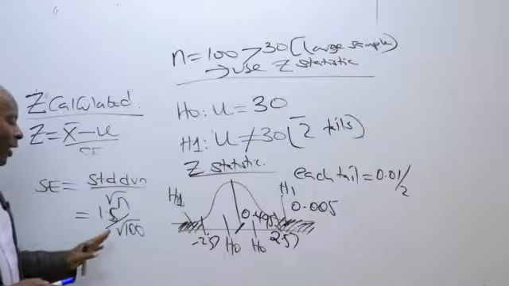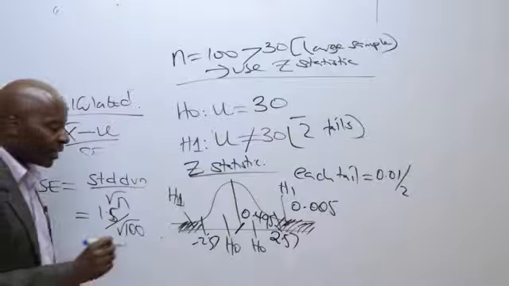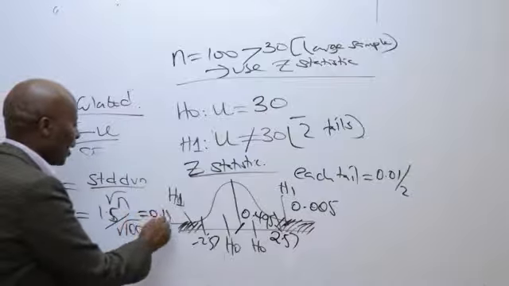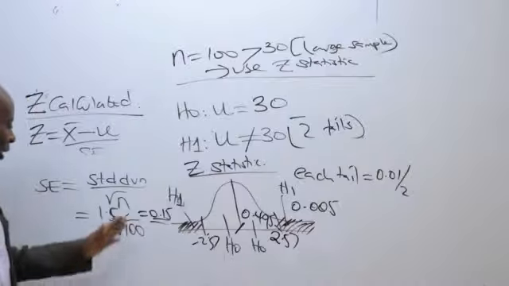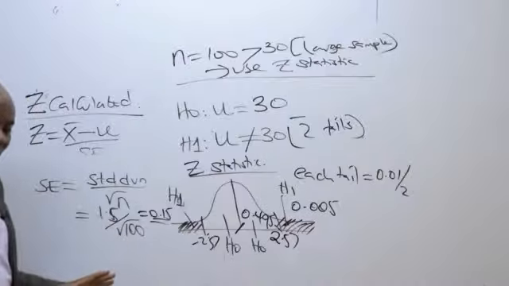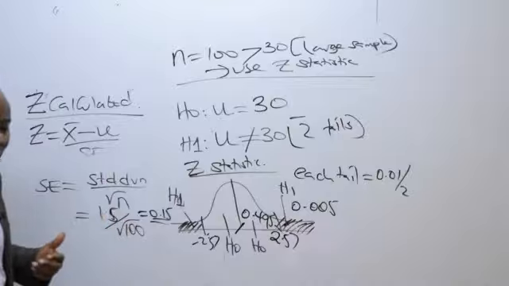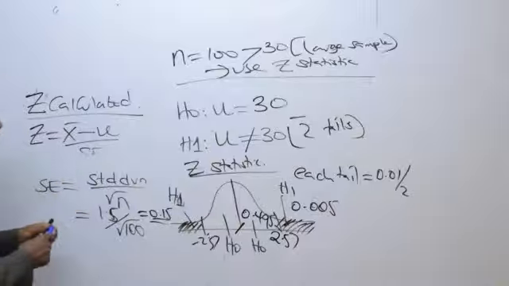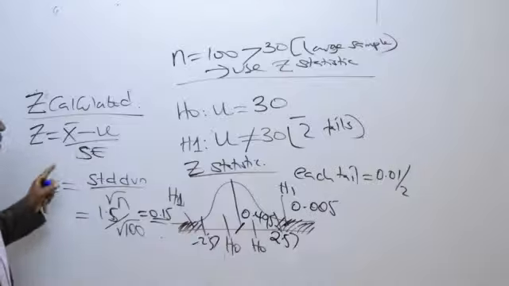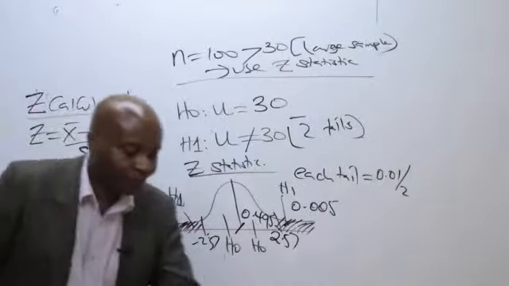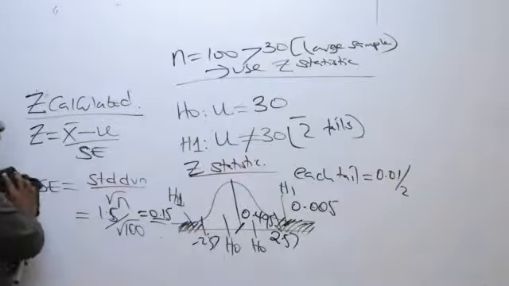So 1.5 divided by 10. Thank you very much, Denise. 0.15, like that. That is the correct answer for standard error. Now, having gotten the standard error, I know where I'm supposed to be using it. So my z-score at the end of the day will be equal to what?